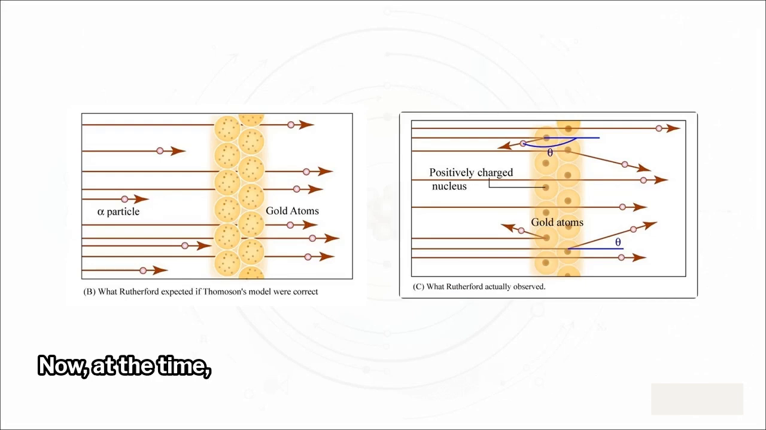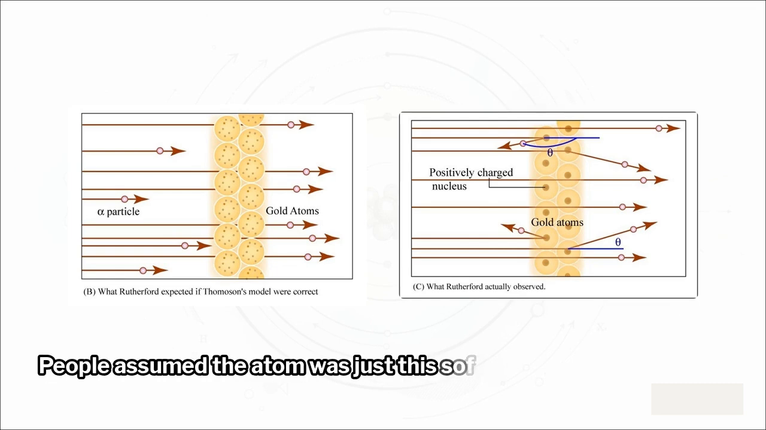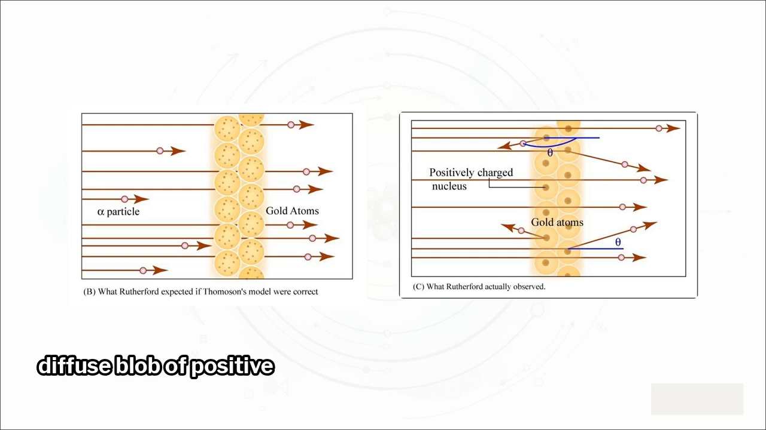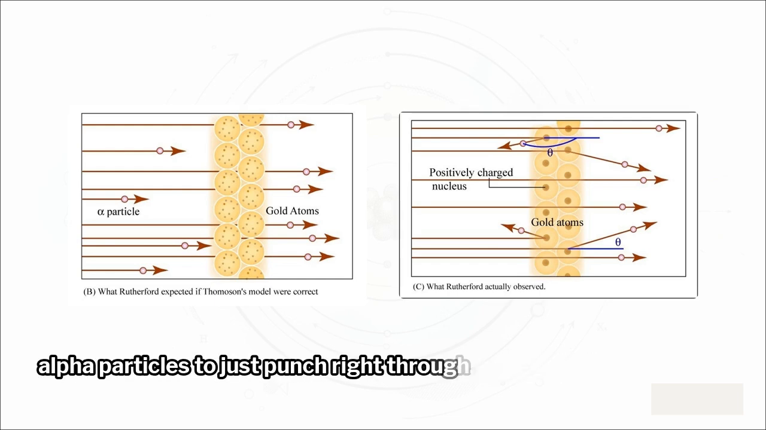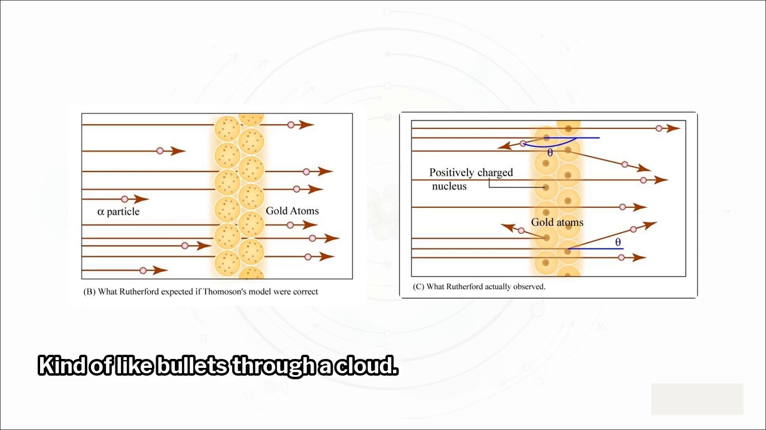Now, at the time, J.J. Thomson's plum pudding model was the accepted truth. People assumed the atom was just this soft, diffuse blob of positive charge. So Rutherford naturally expected his heavy, super-fast alpha particles to just punch right through, kind of like bullets through a cloud. But reality completely shocked them.